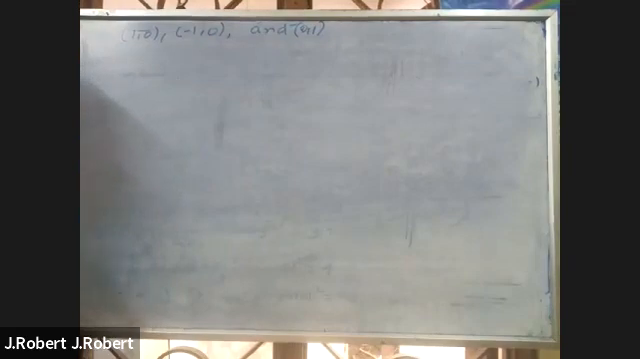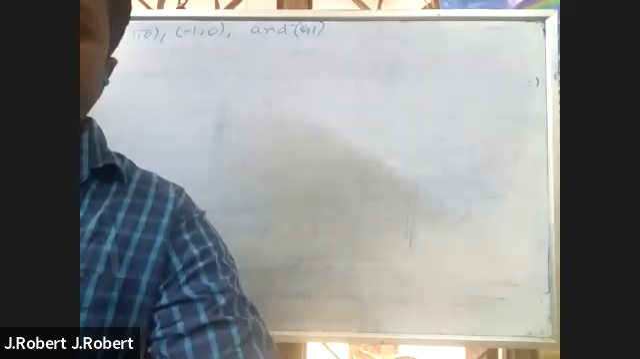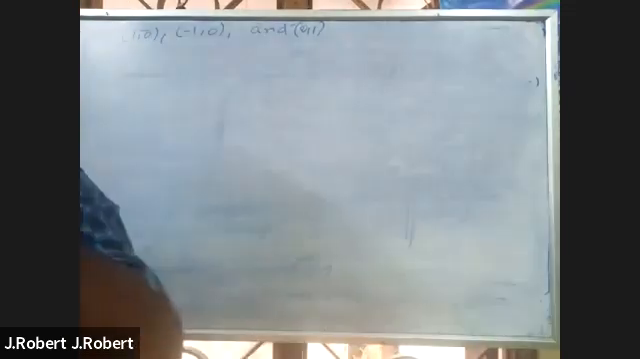The question is, find the equation of the circle passing through the points 1, 0, minus 1, 0, and 0, 1. Please, all of you listen carefully. This is one of the very important problems.